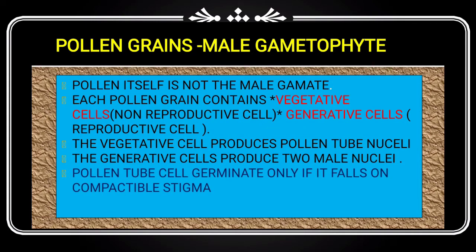First, we will discuss gametogenesis of the male gametophyte. Pollen grain is also known as the male gametophyte. Pollen itself is not the male gamete. Each pollen grain contains two cells: the vegetative cell, also known as the non-reproductive cell, and the generative cell, also known as the reproductive cell. The vegetative cell produces the pollen tube nucleus, while the generative cell produces two male nuclei. The pollen tube cell germinates only if it falls on a compatible stigma.